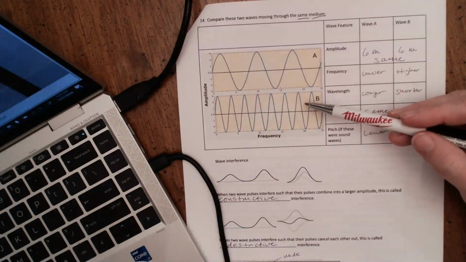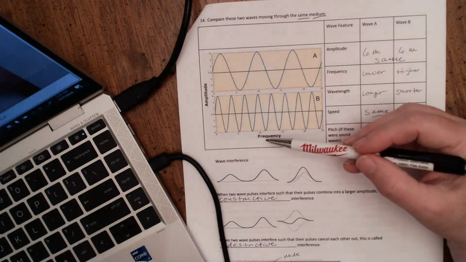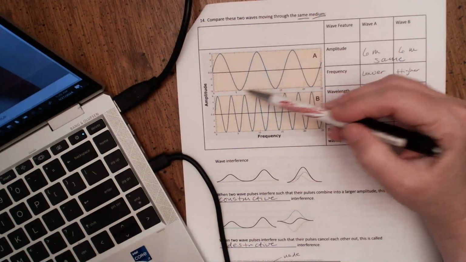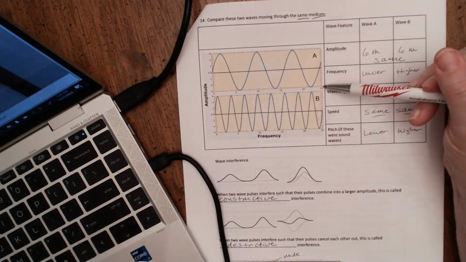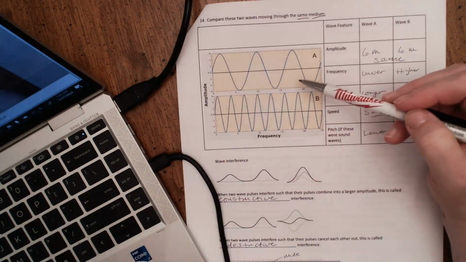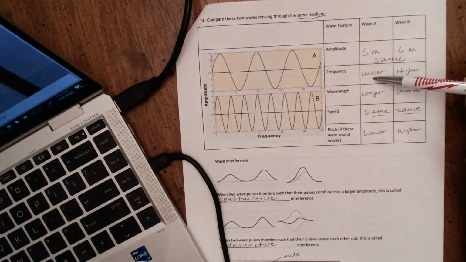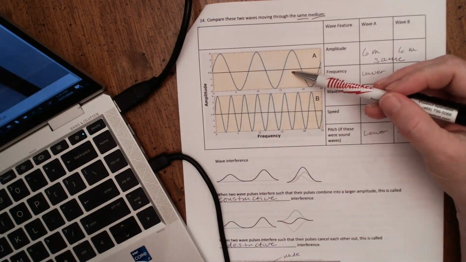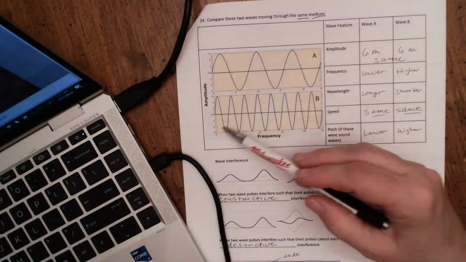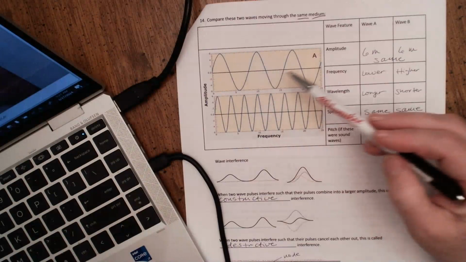If I compare their frequency, I don't know that I have information here to help me get a value for frequency, but I can see that, because these are the same scale at the bottom, this wave has got less cycles per time period than this wave does. So that means wave A is going to have a lower frequency than wave B. And you can see that by there's a lot more cycles here than there are for this wave.